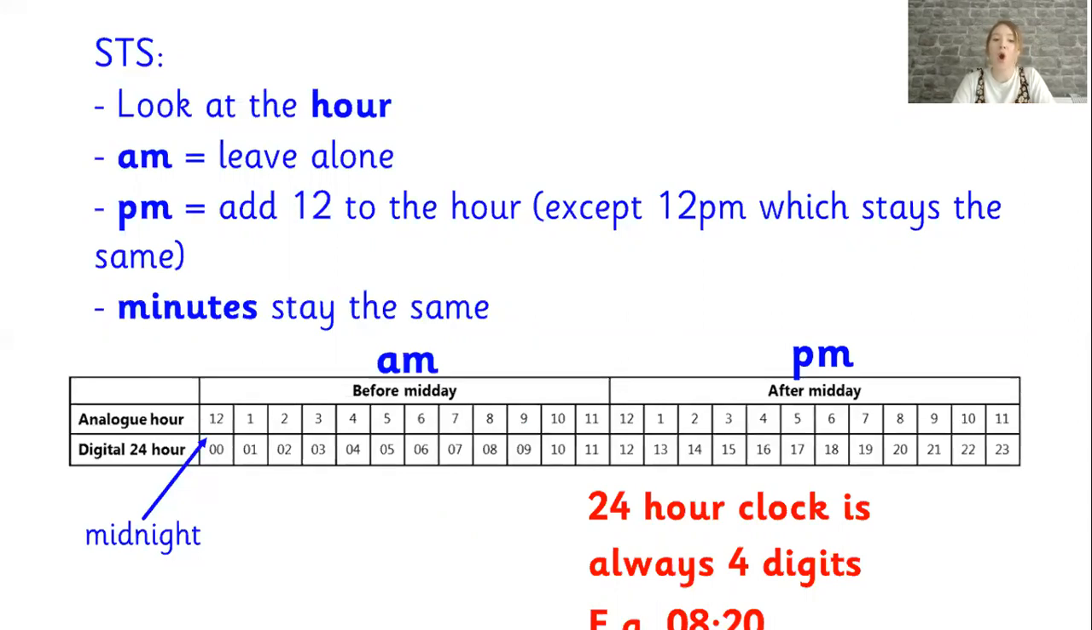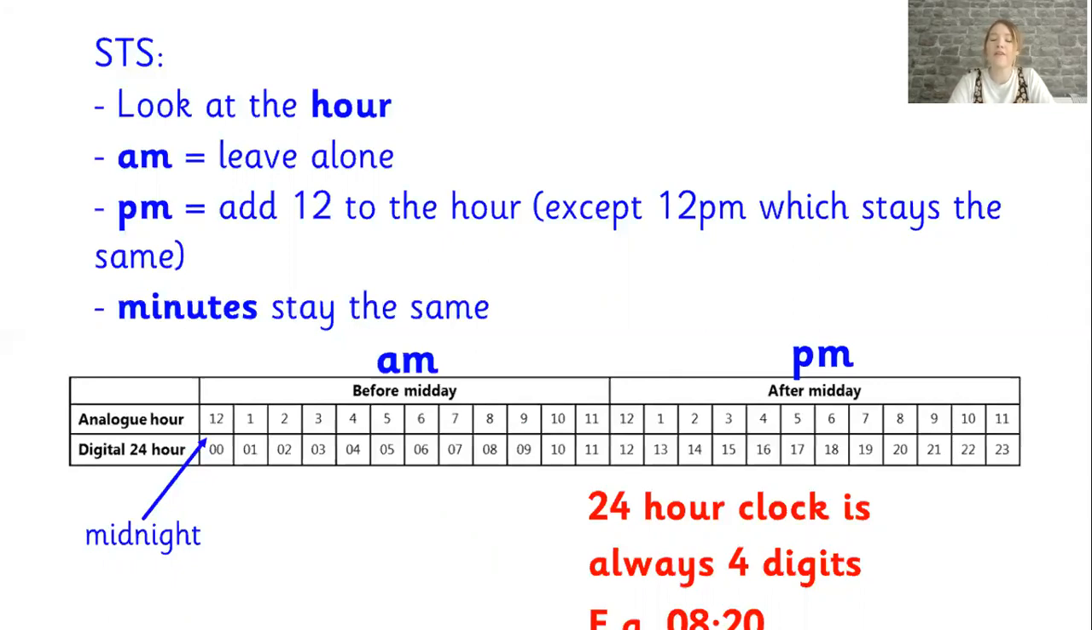And then 01, 2, 3, 4, 5, 6, 7, 8, 9, and 10. Can you see that those AM times have got the 0 before them because it's a digital clock? So it needs 4 digits in your digital clock. If you've ever seen one, maybe you can see it on your microwave, maybe on your cooker, maybe have a look around your house to see where you can see a digital clock.